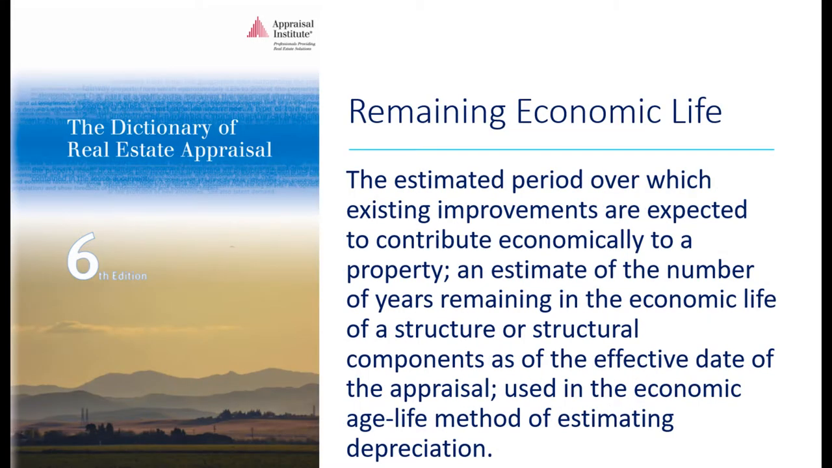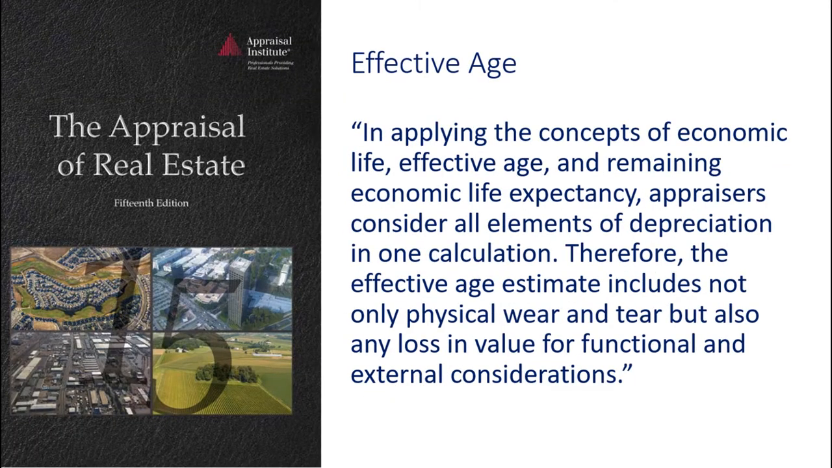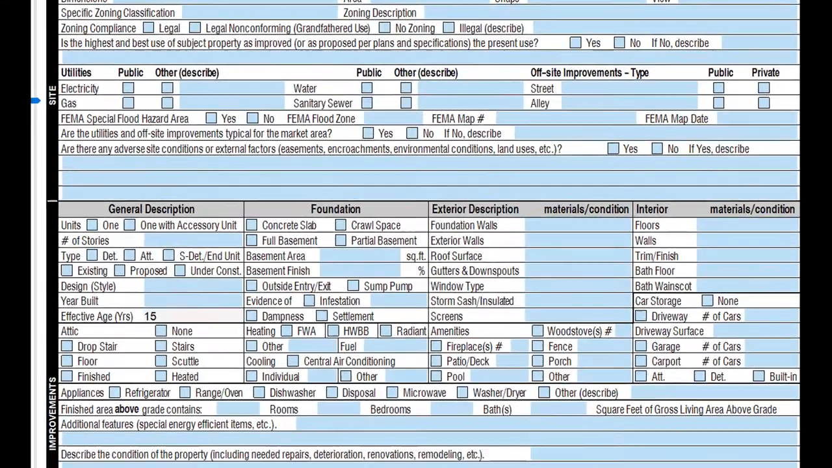Remaining economic life is the estimated period over which the house is expected to contribute economically to the overall property. It's an estimate of the number of years remaining in the economic life of a structure or structural components as of the effective date of the appraisal. Appraisers use it in the economic age-life method of estimating depreciation. Think about this definition of effective age before you estimate it on page 1 of the 1004 form.